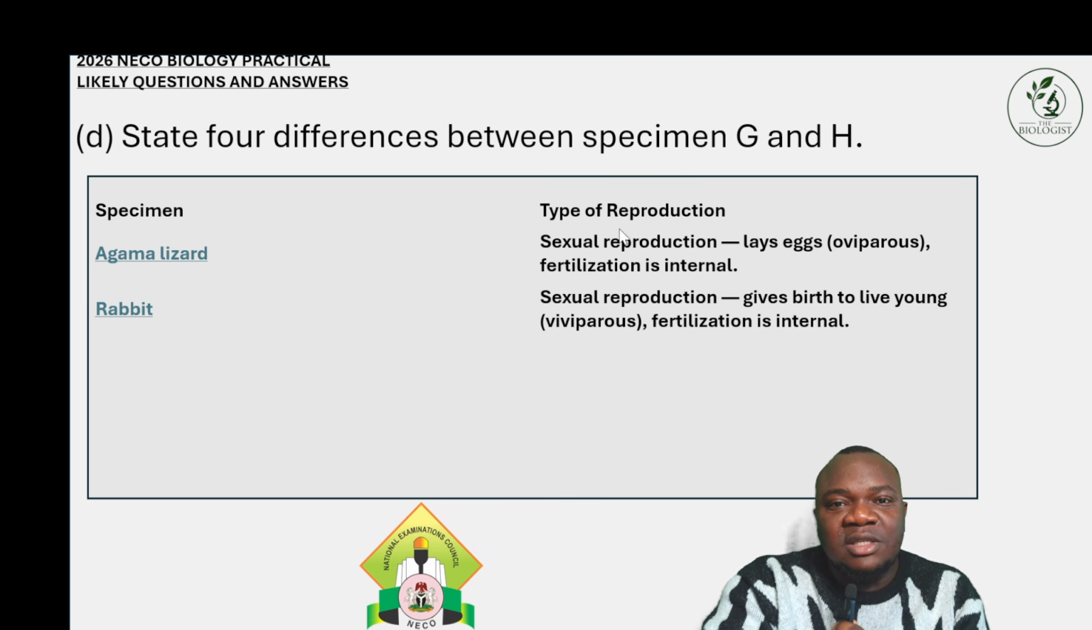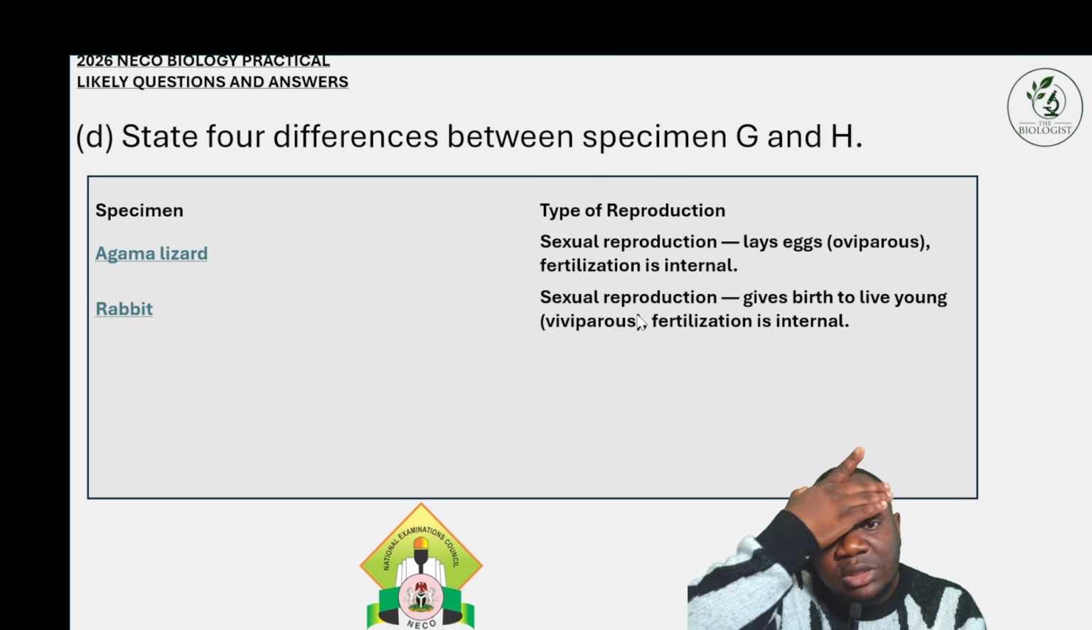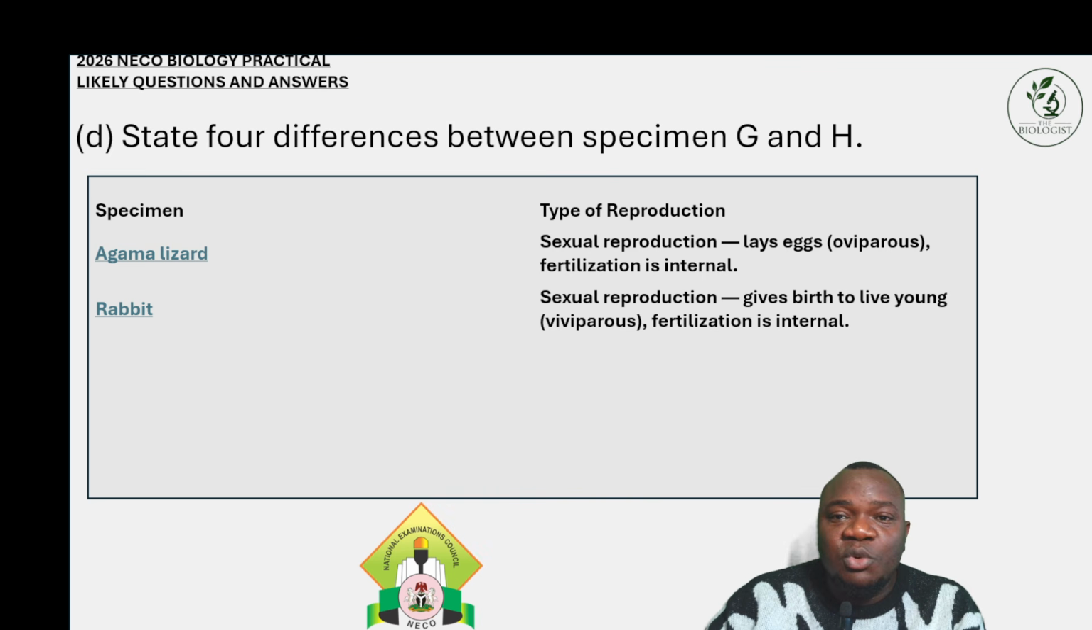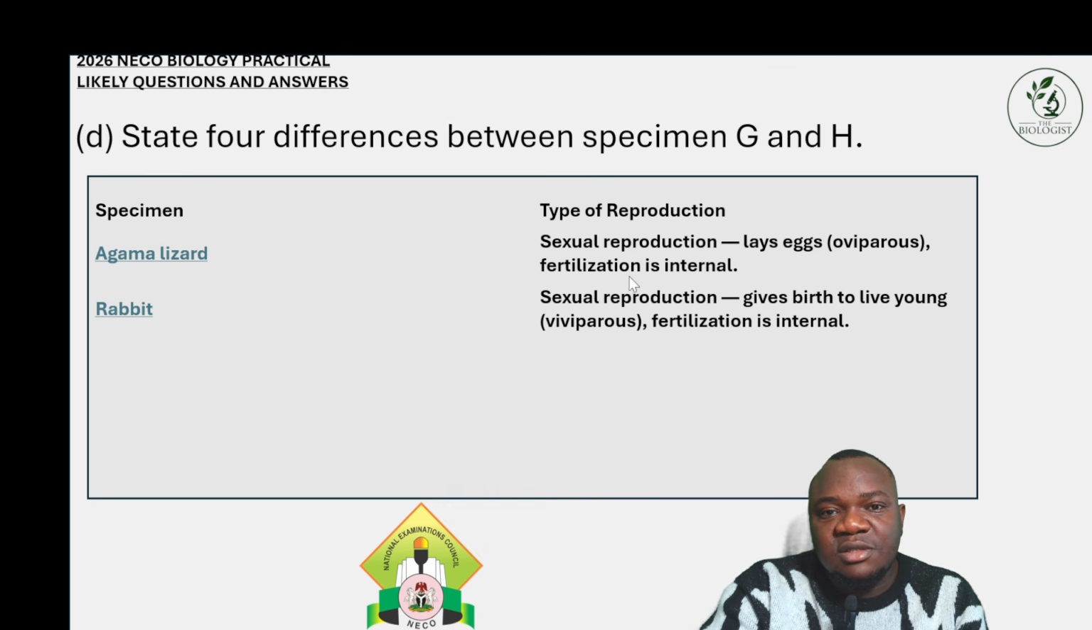So for Agama Lizard, the bone that goes sexual reproduction. And there's one good example. Agama Lizard lay eggs, while rabbits give birth to young ones alive. So you can see a very good term. We have oviparous. So those animals that lay eggs, like birds, are oviparous, while those that give birth to young ones alive are viviparous.